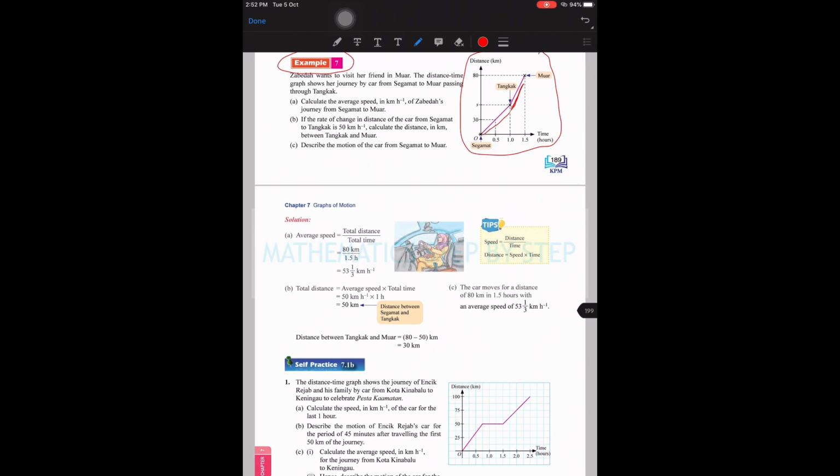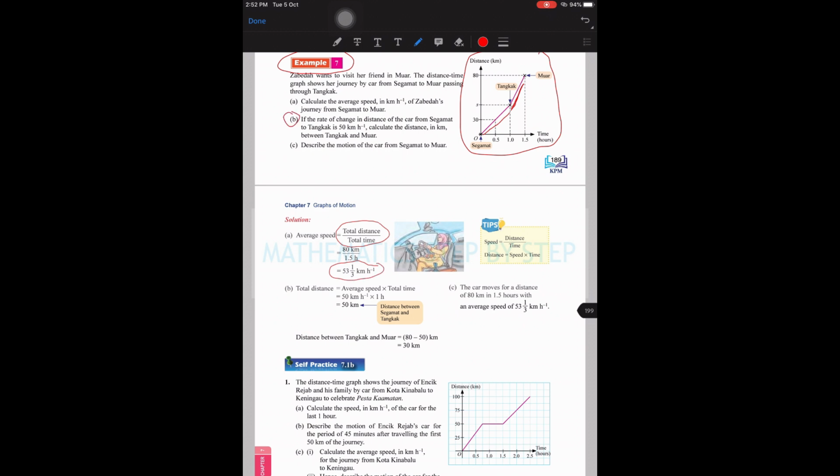Zabeda wants to visit her friend in Muar. The distance time graph shows her journey by car from Segamat to Muar, passing through Tangkak. Calculate the average speed in km per hour of Zabeda's journey from Segamat to Muar. So average speed is total distance divided by total time. Total distance is 80 km. Total time is 1.5 hours, okay. So we have found the average speed.